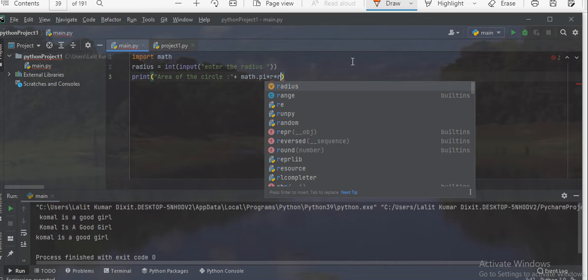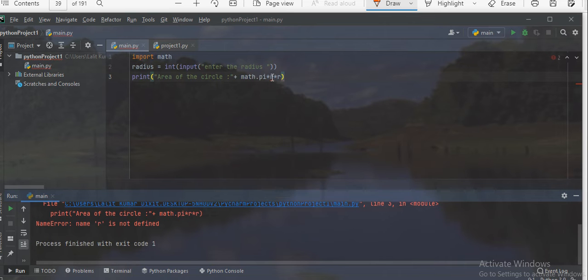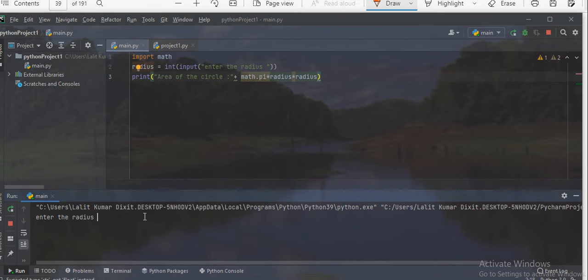There is another way also. So first see here, the prompt is enter the radius. I'm entering 7 because... okay, r is not defined. Oh sorry, I have taken the radius as a variable, so I have to write here radius, right? Here also radius, so it will then print. So 7.